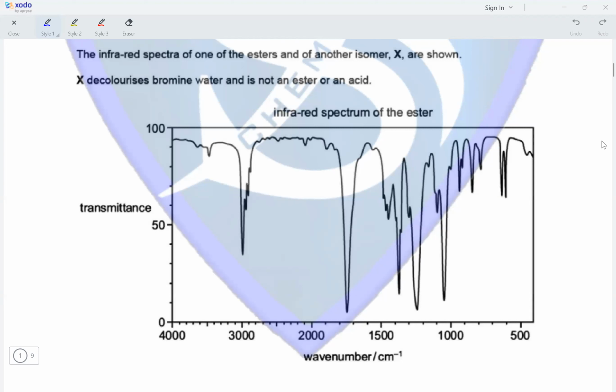The infrared spectra of one of the esters and of another isomer X are shown. X decolorizes bromine water and is not an ester or an acid. So the infrared spectrum of the ester is shown here. We can see that we have a C-O group and a C=O group present on this infrared spectrum for the ester.